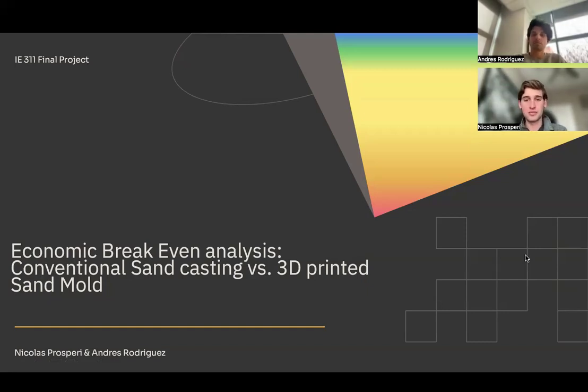Today, we will be presenting our IE 311 final project, which focuses on an economic break-even analysis, comparing conventional sand casting and 3D printed sand molds. Our objective was to understand not only the cost differences, but also how geometry, tooling, throughput, and manufacturing readiness influence which process is better for a given production scenario.